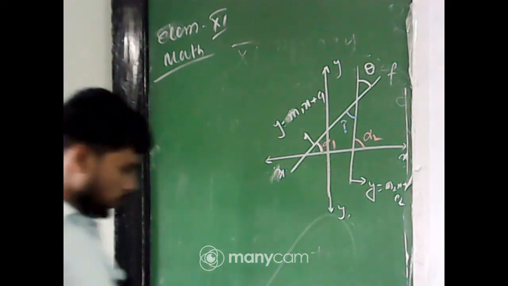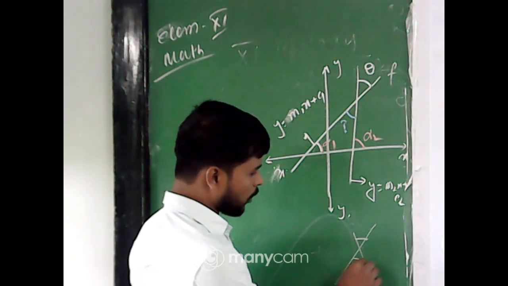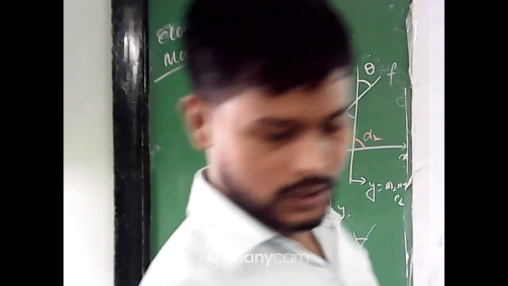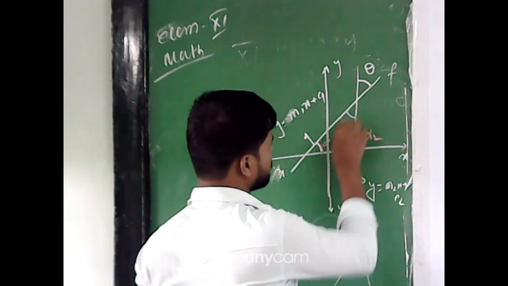Okay, so look, we know that when two straight lines intersect each other, this pair of opposite angles are called vertical opposite angles, and they are equal. So if this angle is theta, this angle is also theta.